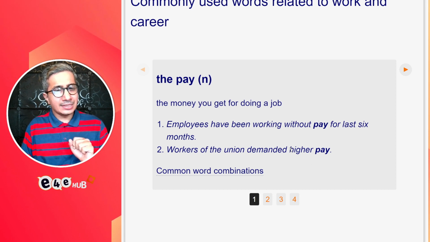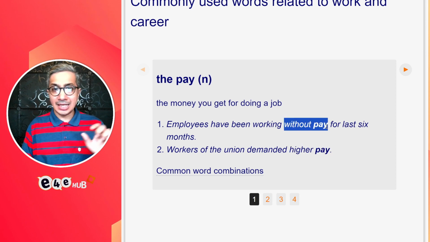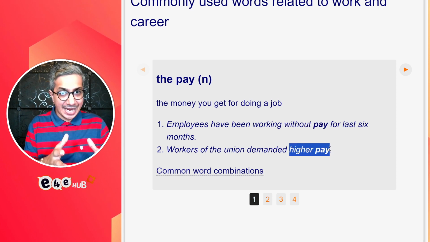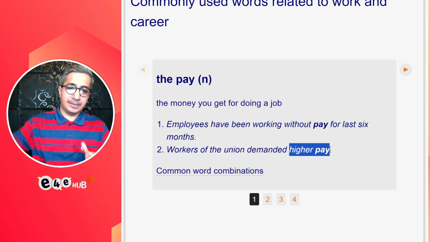I think we already have the examples. Without pay means without the money being credited, without salary. And sometimes employees have to do that, especially when it's recession. Okay. Higher pay is current pay plus more. Okay, so that's higher pay.